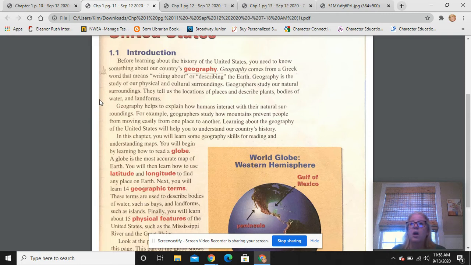So they mentioned here about mountains preventing people from moving easily from one place to another. What do you think that means? How do mountains prevent people from moving easily from one place to another? Think about that for a minute.